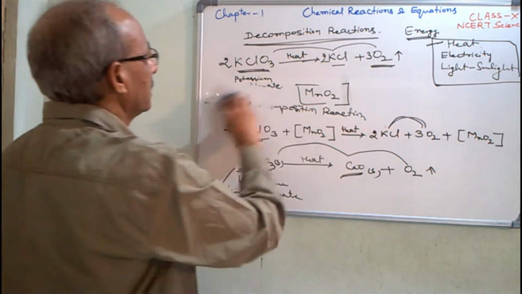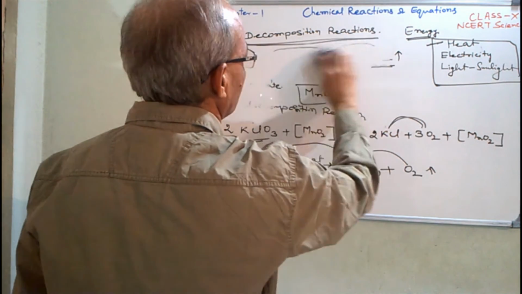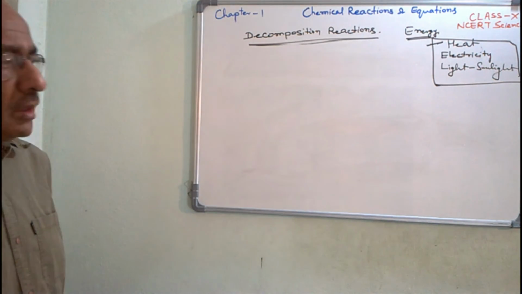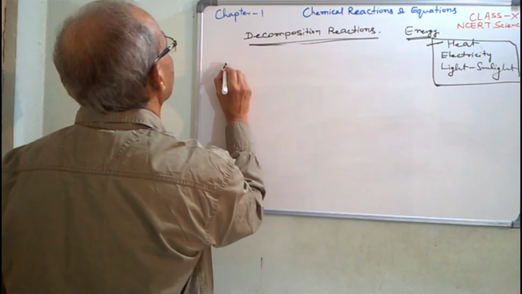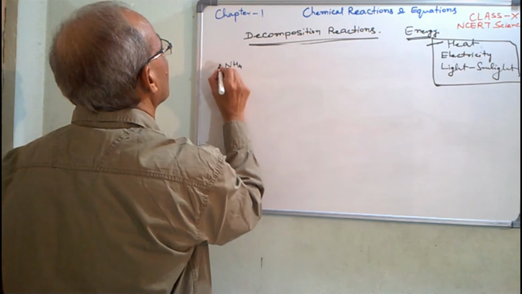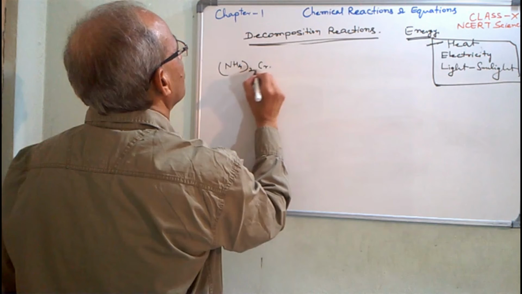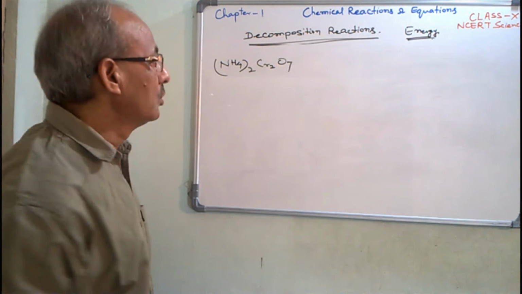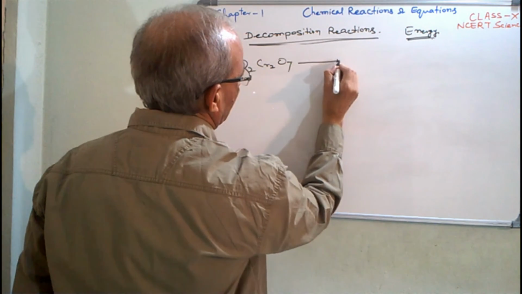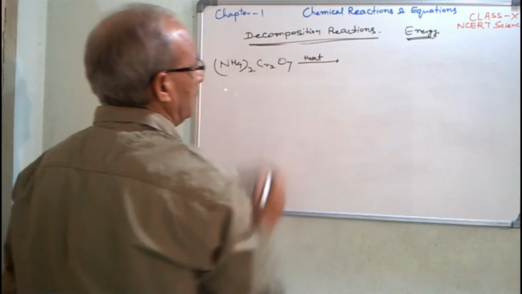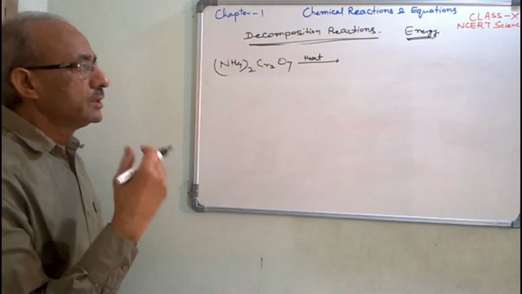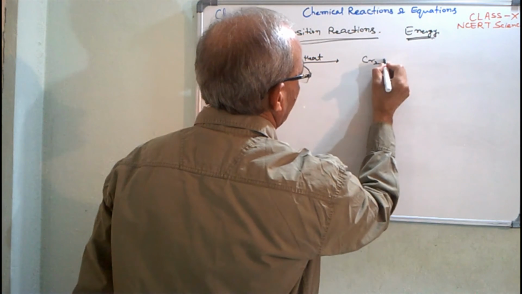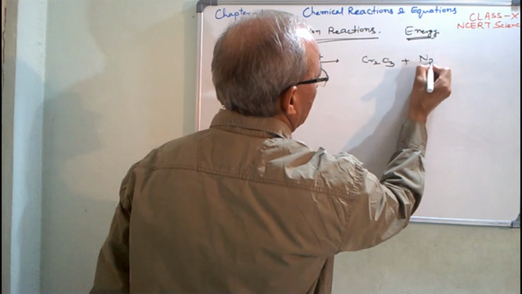Similarly, some other examples of thermal decomposition reactions we will discuss here. When ammonium dichromate, (NH4)2Cr2O7, is heated, it splits into three substances: chromium oxide plus nitrogen gas and water.